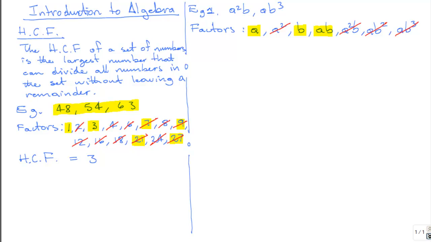Now, which of these factors is the highest common factor? It follows from the definition. The highest common factor is the largest factor. So hence, the highest common factor in this case is simply ab.